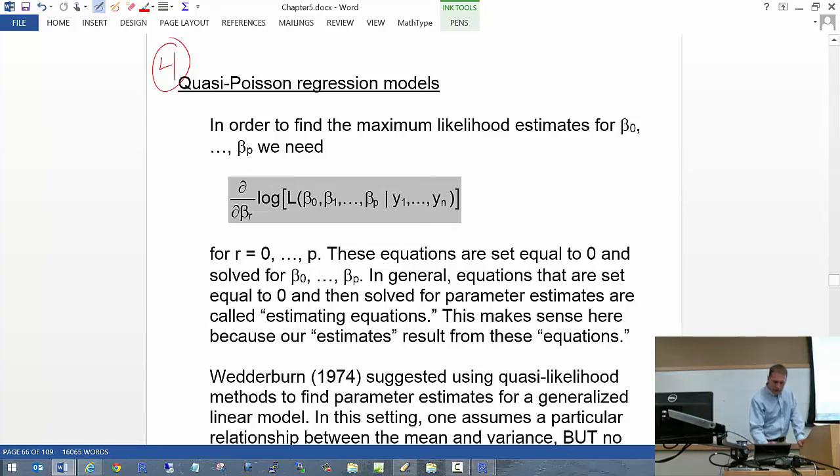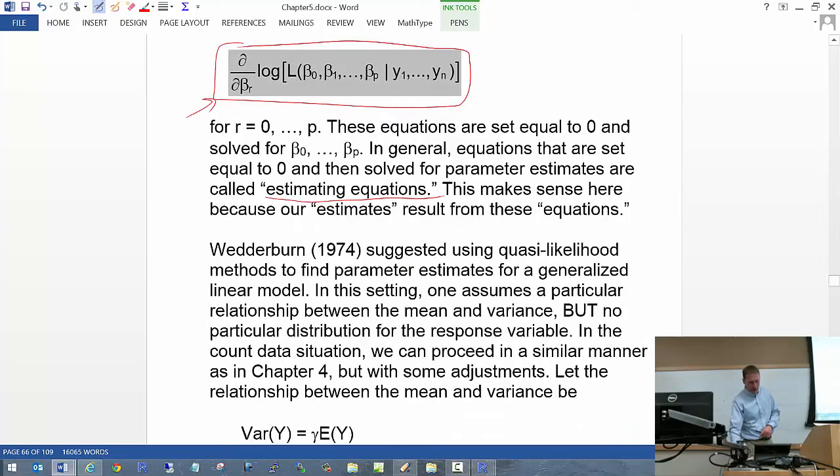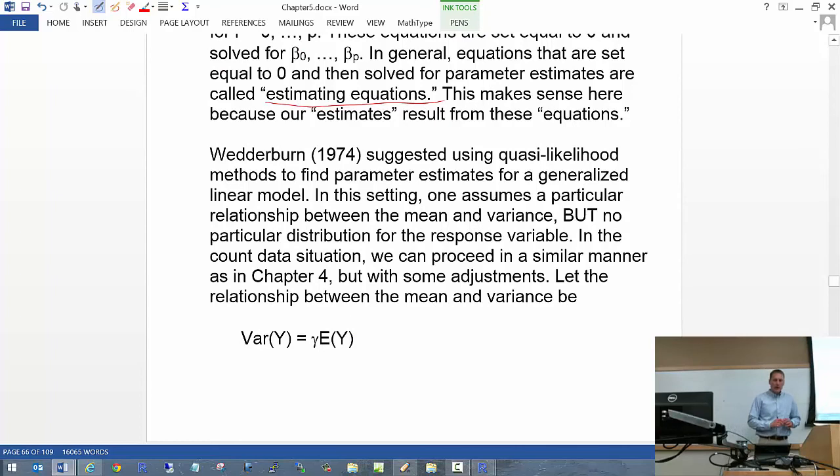Well, whenever you set any kind of function equal to 0 and you solve for a parameter estimate, the thing that you're setting equal to 0 is called an estimating equation, because you're using a particular equation to estimate something. We'll come back to that terminology shortly. Now, way back long ago, back in 1974, though I wasn't very old, Wedderburn suggested using what are called quasi-likelihood methods to find parameter estimates for a generalized linear model.